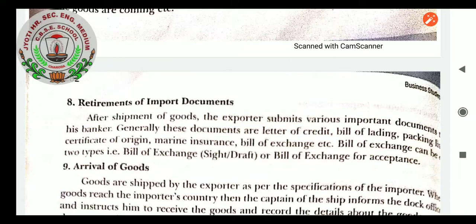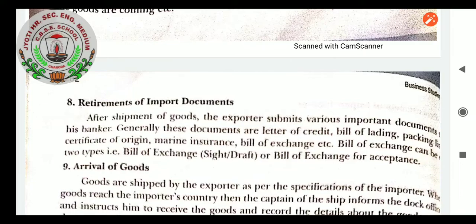Retirement of import documents. As we already learned, the exporter, with the captain of the ship, dispatches the goods. So the documents have to be received by the importer. After shipment of goods, the exporter submits the various import documents to his banker. Generally, these documents are letter of credit, bill of lading, packing list, certificate of origin, marine insurance, bill of exchange, etc.